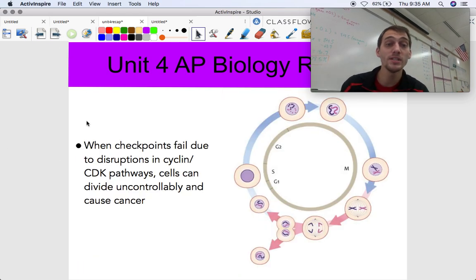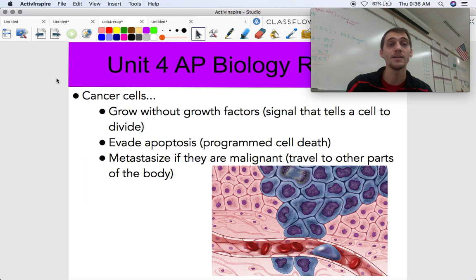When checkpoints fail due to disruptions in cyclin and cyclin-dependent kinase pathways, cells can divide uncontrollably and cause cancer. Okay, so those checkpoints and those cyclins and those CDKs, if there's something that goes wrong with them, another callback to earlier this unit, if there's a mutation in a protein like P53, for example, or some kind of mutagen that's messing up our proteins or interfering with the signal transduction pathways that control checkpoints, that is a problem, and that can cause cancer.